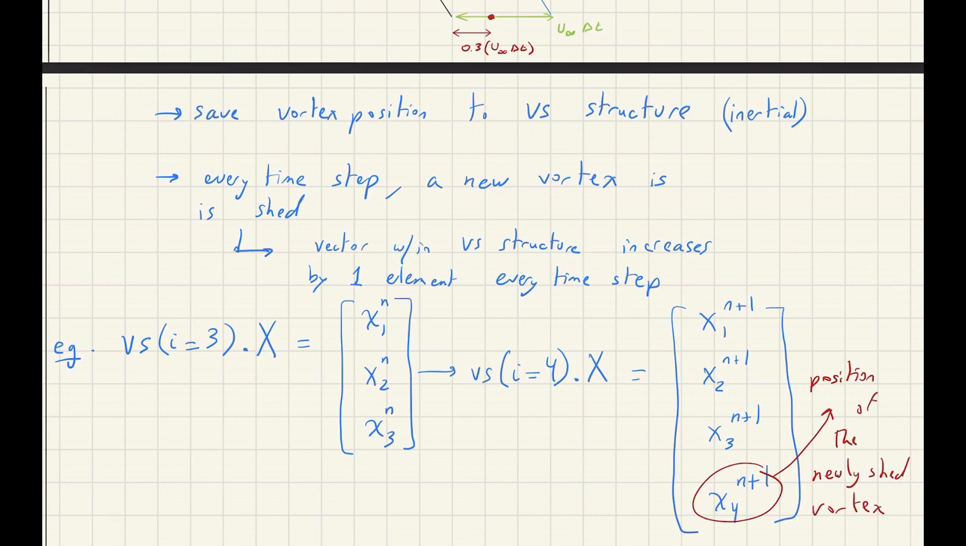So with that said, that brings us to the end of part 1 of the lecture. In the second part, we will go over how to construct the coefficient matrix, matrix A, and the right-hand side vector, as well as solving the system of equations, solving for the lift, and also convecting the wake.